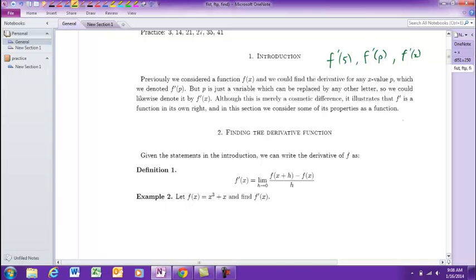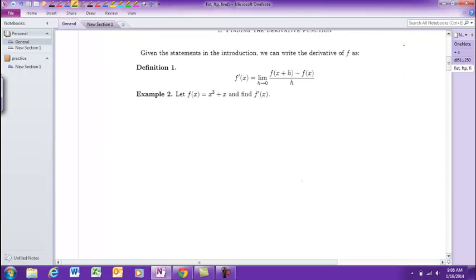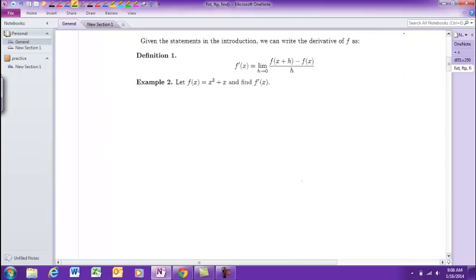So we can now rewrite our definition for the derivative with an x instead of a p, and this is exactly the same definition we had in the previous section. I just put in an x instead of a p. So f prime of x equals the limit as h goes to 0 of f of x plus h minus f of x divided by h. And now let's see how we calculate that given a particular example.